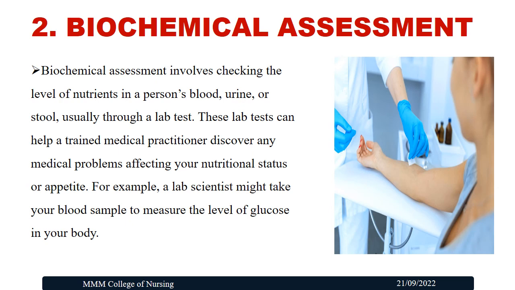Biochemical assessment. Biochemical assessment involves checking the level of nutrition in a person's blood, urine or stool, usually through lab tests. These lab tests can help a trained medical practitioner discover any medical problem affecting your nutritional status or appetite. For example, a lab scientist might take your blood sample to measure the glucose level in your body.